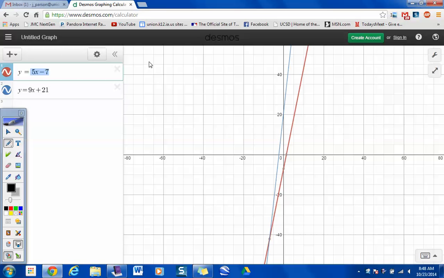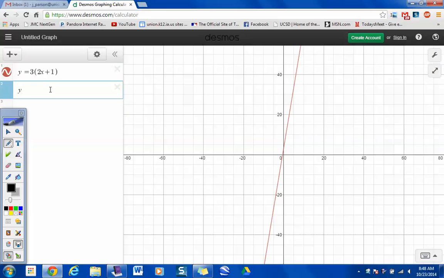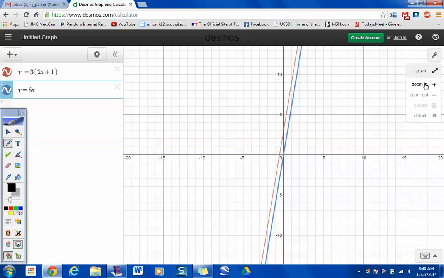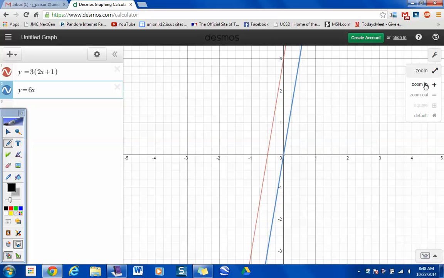Okay. Well, originally, wasn't it 3 times 2x plus 1 like this? Is that what it was? Yes, no? Okay. And then in this one right here, let me zoom back in now so we can see this better. Guys, when I put the two equations in like this right here, the 3 times 2x plus 1 represents this red line, and the 6x represents the blue line.